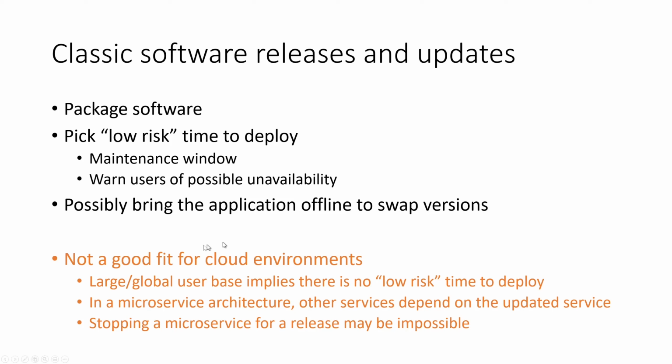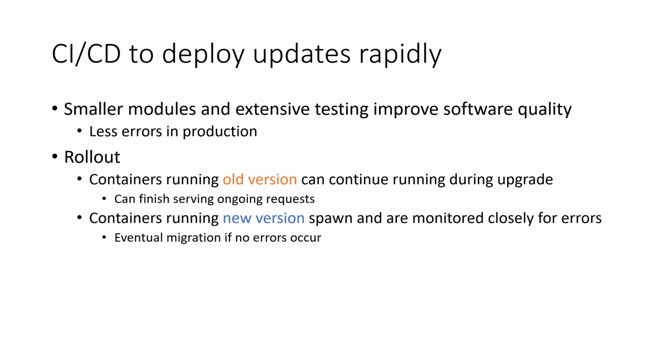First, if our application is large or has a global user base, then there's no low risk or low load time to deploy. The application might be used constantly. In a microservice architecture, this is indeed the case, because a microservice is used by other microservices in the application all the time. So you can't bring it down, otherwise you might cause problems for the other microservices, even though they're not being updated. So let's talk about how we can deploy applications more rapidly in DevOps.